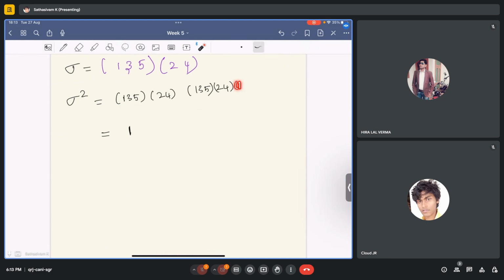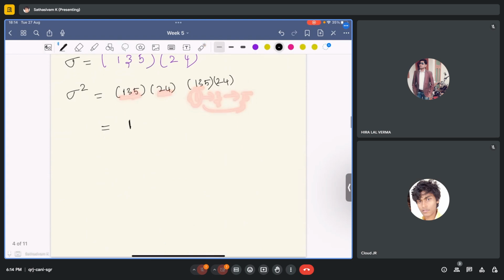So if you apply 1 here, this permutation does not change 1, right? So this changes 1 to 3. So now your 1 is going to 3. Now you look back, this permutation does not change 3. This permutation changes 3 to 5. Okay. So this 1 basically goes to 5.